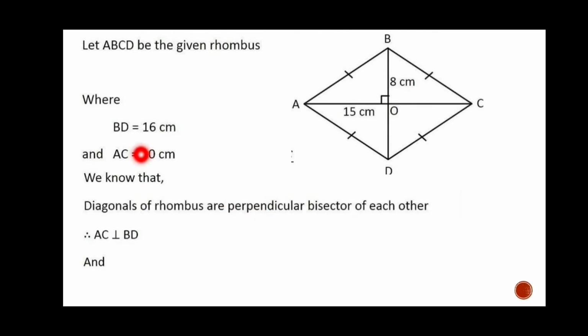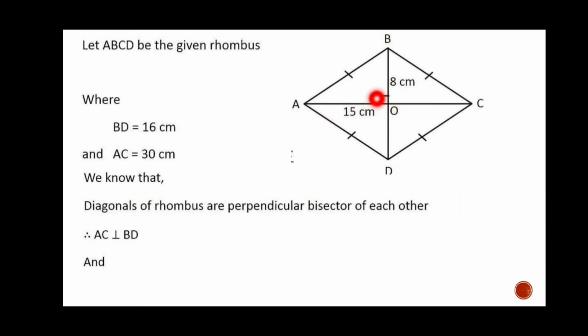So let us consider that this will be 8 centimeter. Why? Because this complete diagonal BD is 16 centimeter. So half of BD will be here 8 centimeter, and AC, this is the longest one, you can see it is 30 centimeter. Complete AC is 30 centimeter. So half of 30 will be 15 centimeter. So AO will be 15 and BO will be 8.